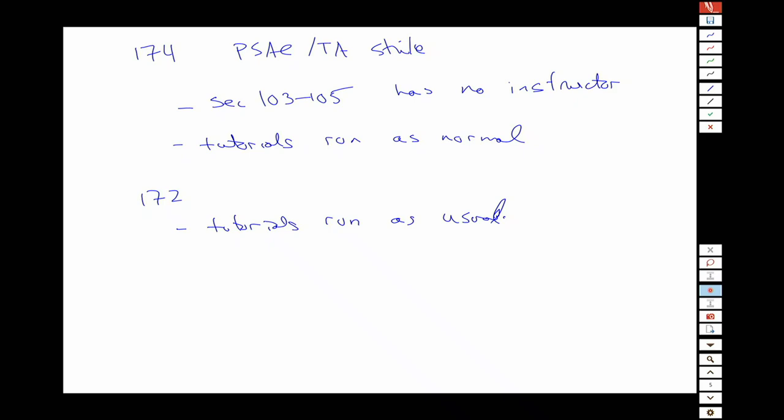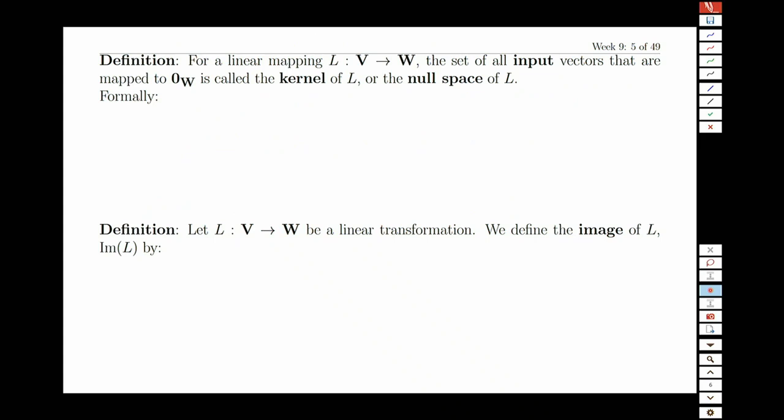Going from the concrete to the abstract. All right, so for a linear transform, we have two major sets. We have the kernel, and we have the image.